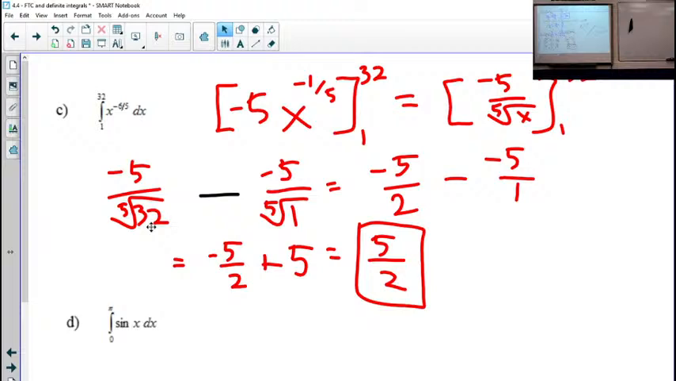So I want you to try those next 3, make sure you know how to do them, and come tomorrow with them solved so that we can go through them, answer any questions, and move forward. So antiderivative, plugging in at the top minus plugging in at the bottom. That's our process.